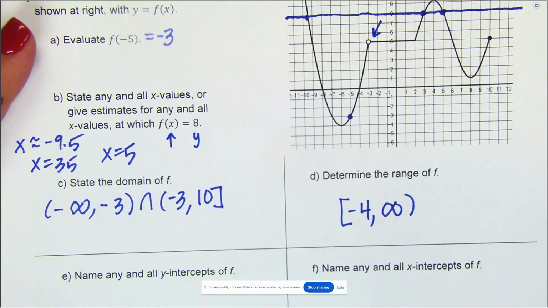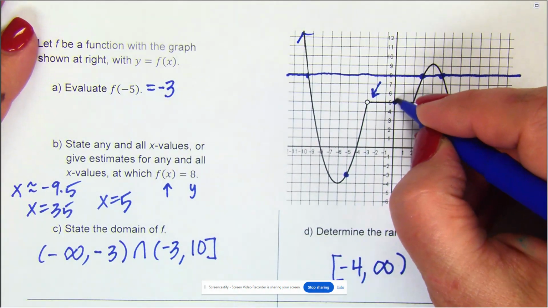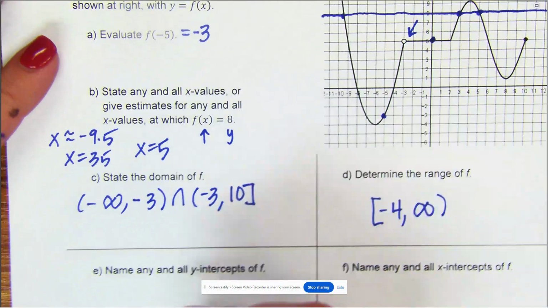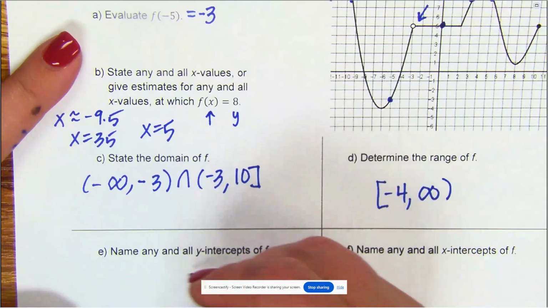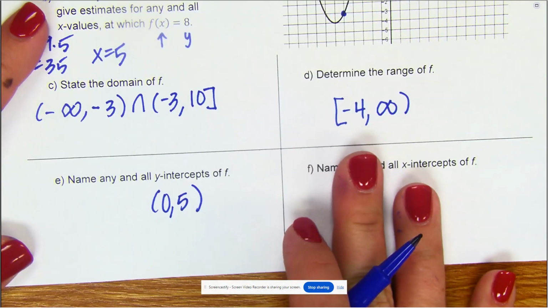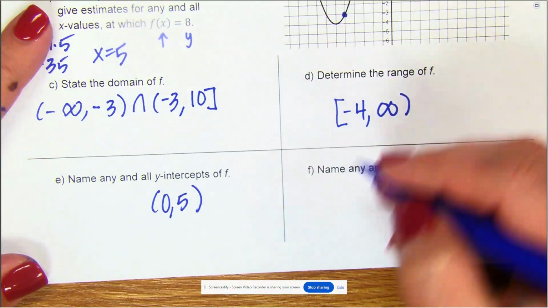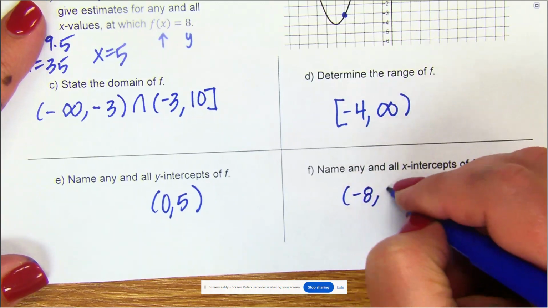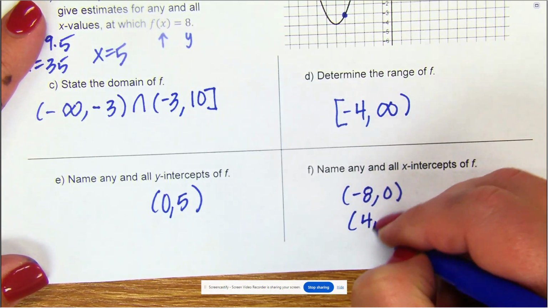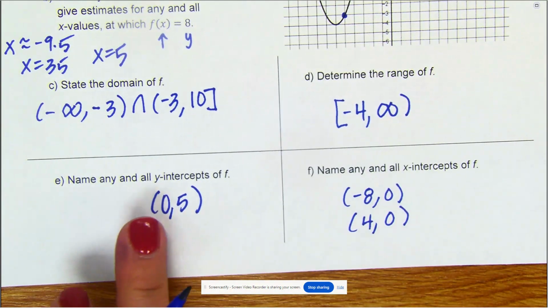Name the X and Y intercepts. The Y intercept is where it touches the Y axis right there. 0, 5, the point. 0, 5. And then X intercepts, it's touching at negative 8 and negative 4. And negative 8, 0, and 4, 0. And that's page 2.